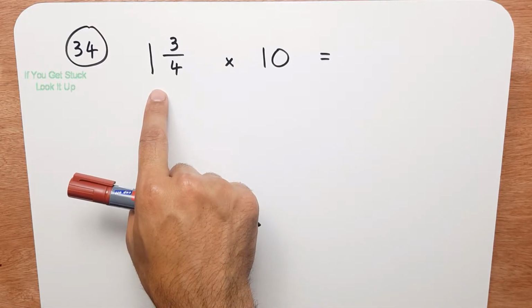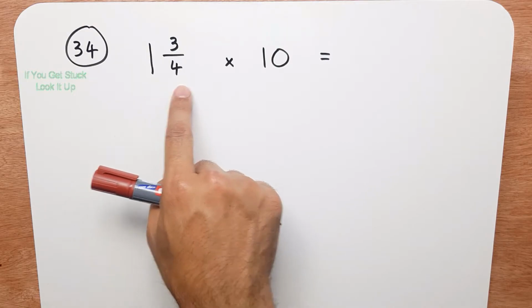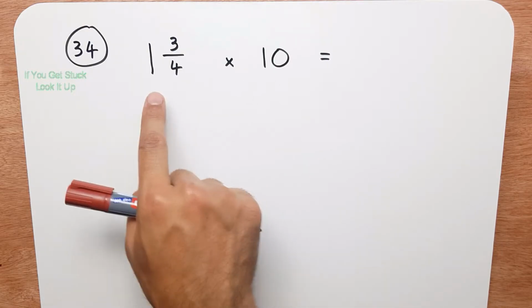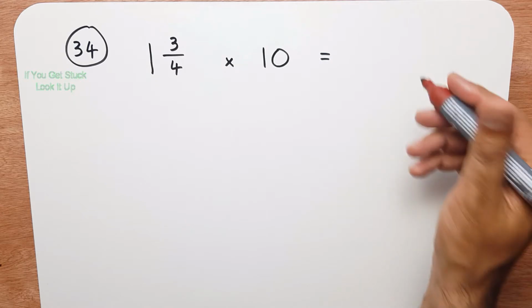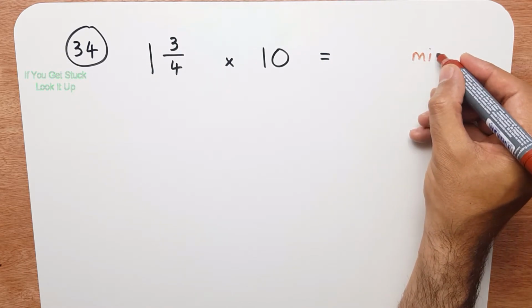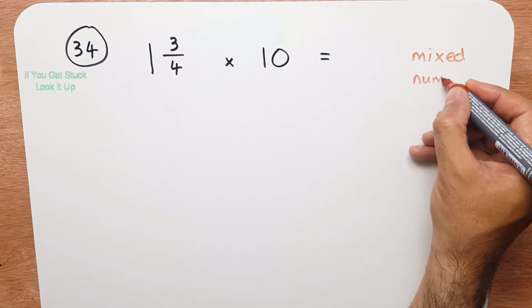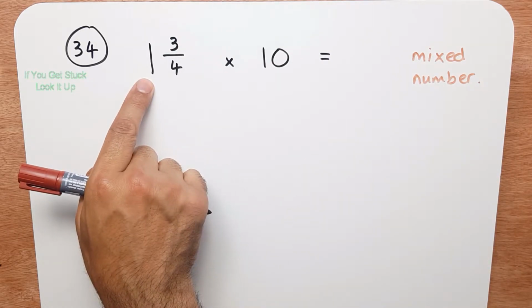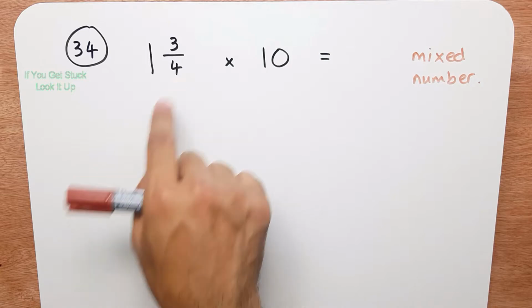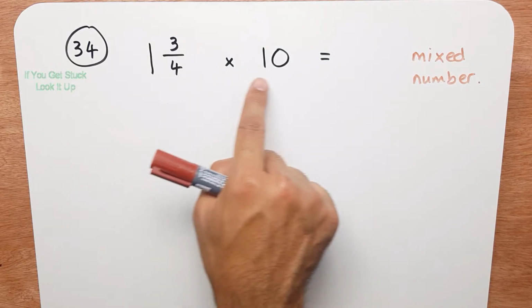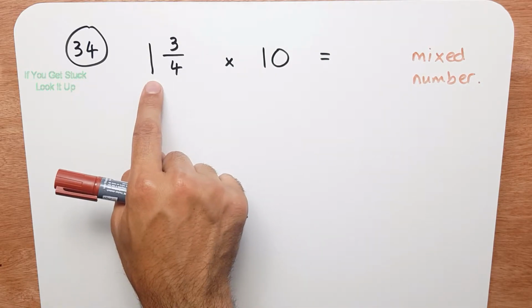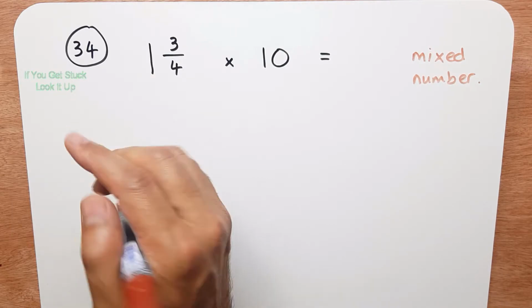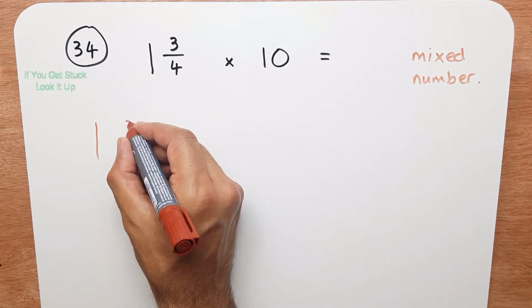In question 34, we're asked to work out 1 3/4 times 10. Now this here is a mixed number. And what makes it a mixed number? You have a whole part and a fraction part. Now with this question, because you're multiplying by 10, an easy way to do this question would be, and I'll just show you.